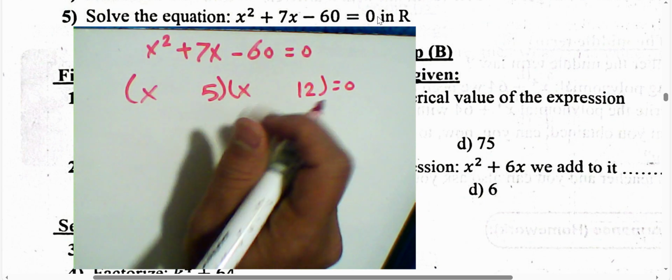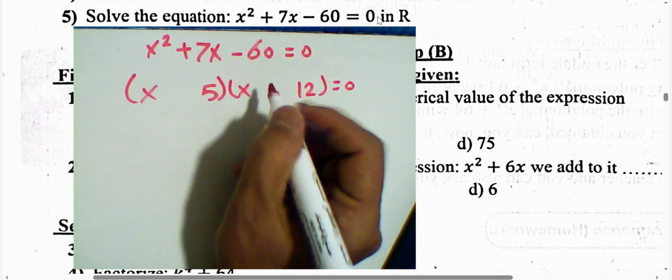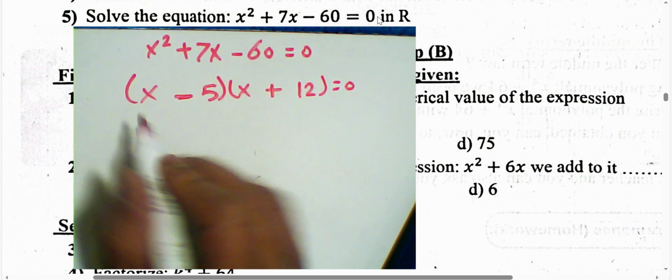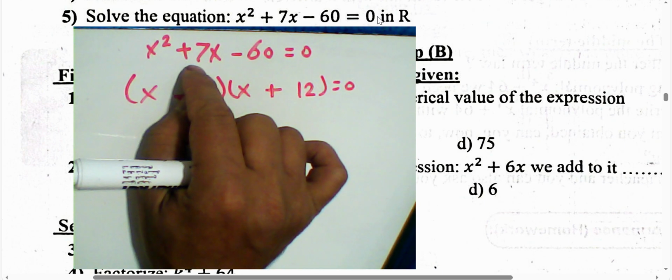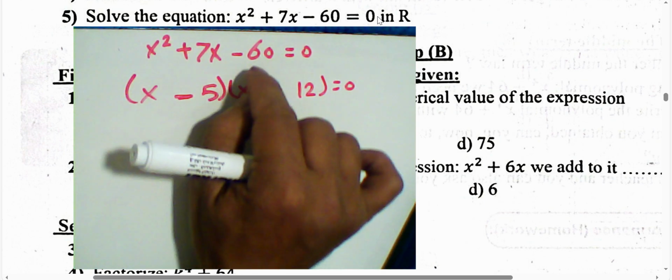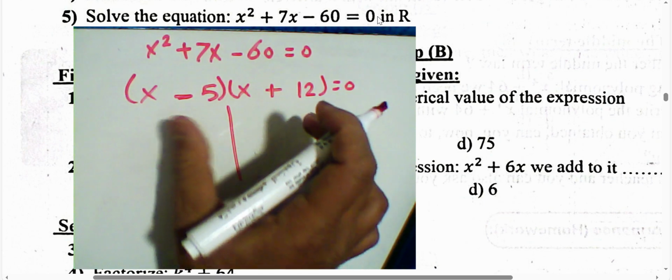The sign will be what here? 12 positive, and 5 negative, because the difference between them equals 7, and the product between them equals negative 60. Then the product between two factors here equals 0.